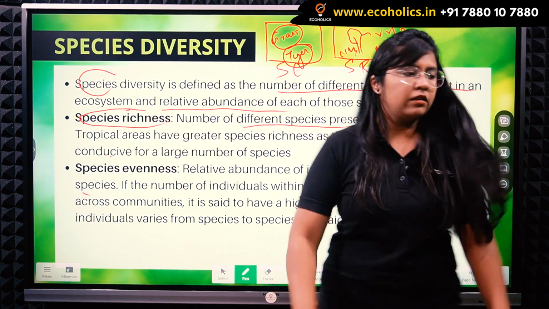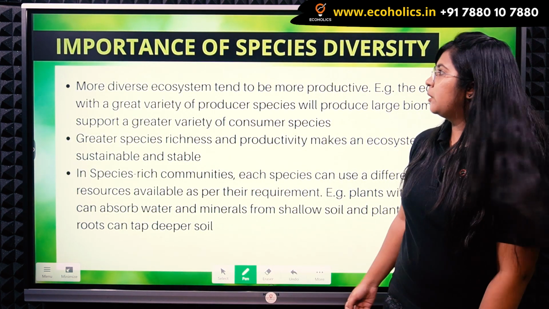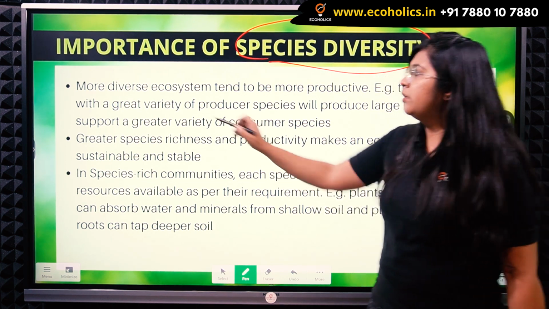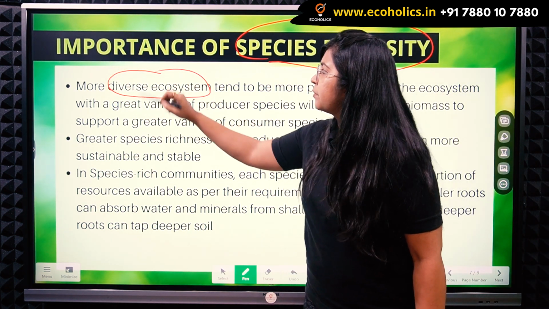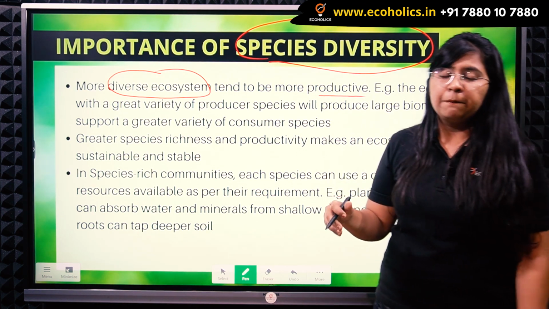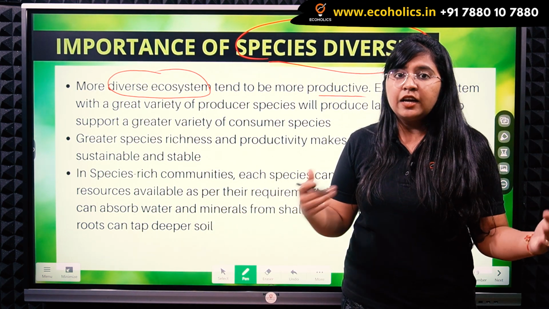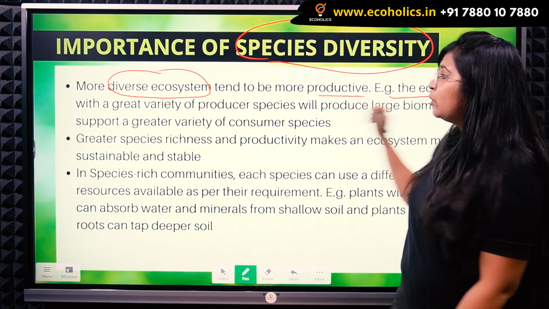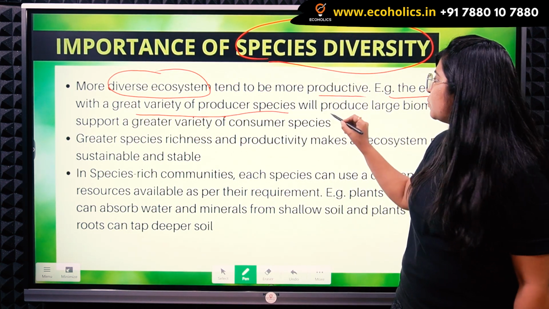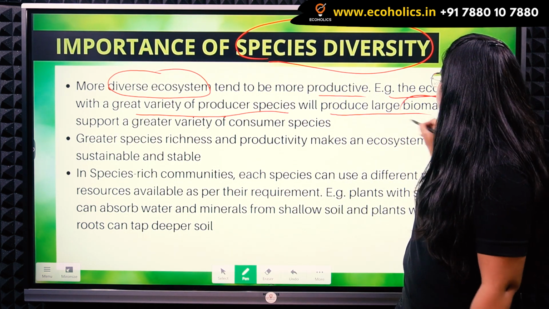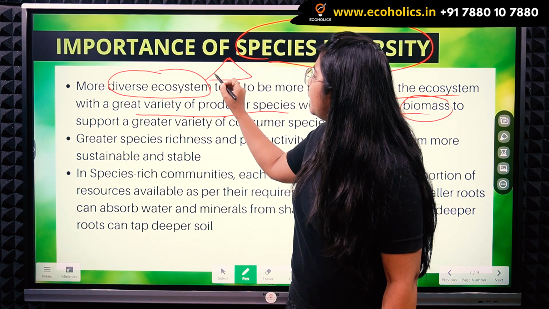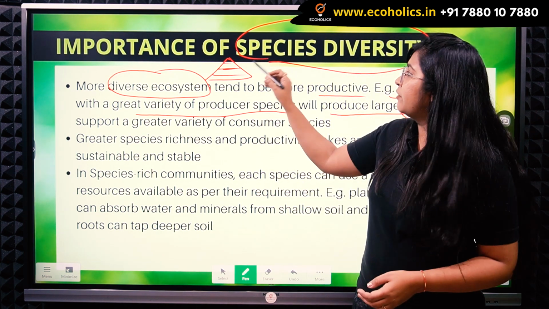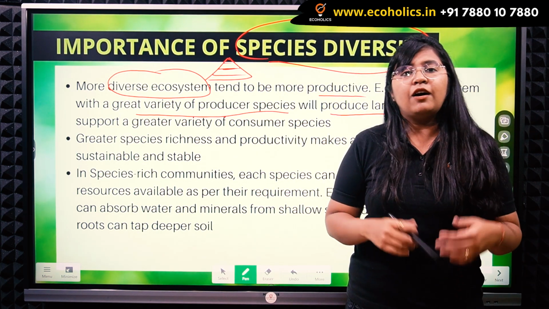Then we go ahead and talk about the importance of species diversity. Okay, a more diverse ecosystem would tend to be more productive, because the more species there are, the codependency and interdependency would be balanced. The ecosystem with a great variety of producer species will produce a large amount of biomass. We all understand about the pyramid of energy, where there are producers, consumers, autotrophs, heterotrophs.